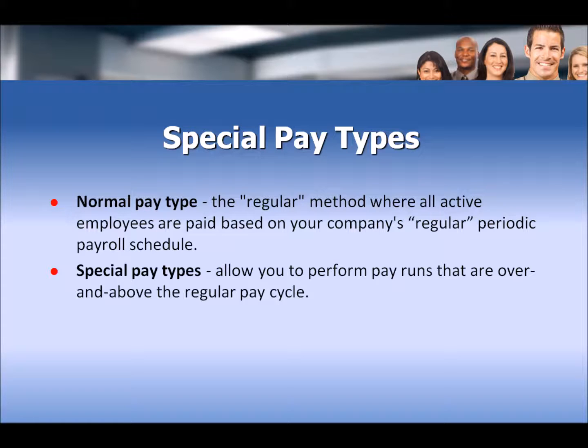For example, if you've processed and closed your normal pay cycle, and then subsequently wish to process a bonus pay run for an employee, you could run a special pay type entitled Additional. Or perhaps you've just closed your normal pay cycle and realize that you've paid an employee the incorrect amount. In this case, you could run a reversal pay type to reverse the employee's previous run and to correct their year-to-date balances.